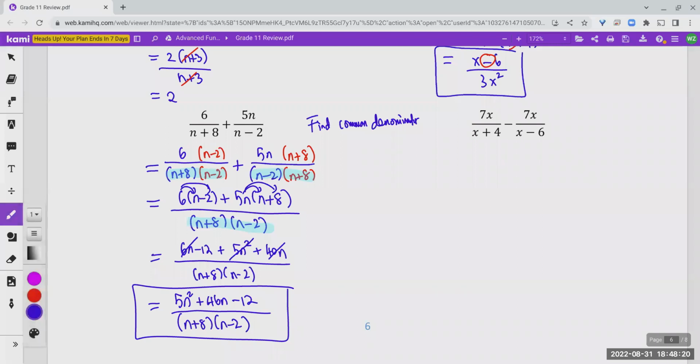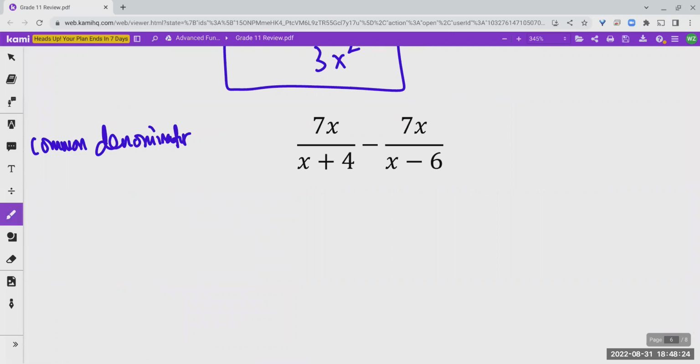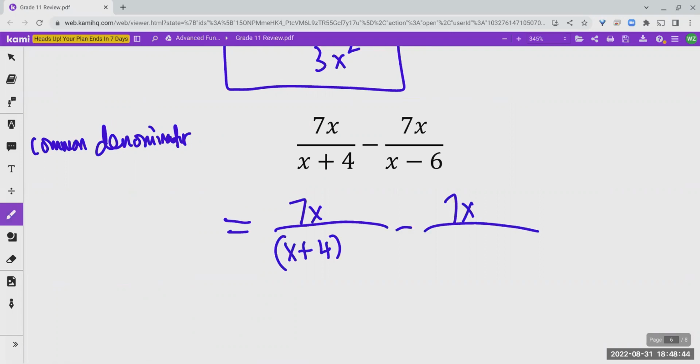The final one, you have a subtraction this time. I know what you're thinking, or at least what some of you might be thinking. Oh, 7x and 7x, they cancel to 0 because 7x minus 7x, right? No, because the denominators are not the same. You must have the same denominator before you can do addition or subtraction.